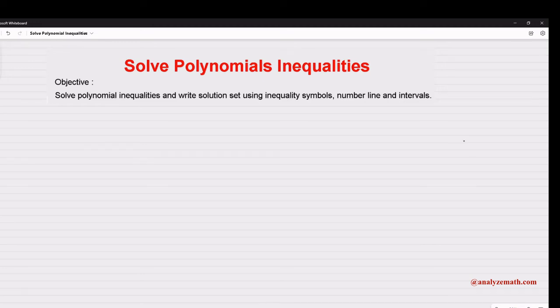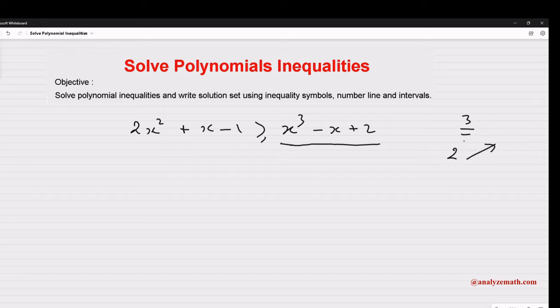This video is about solving polynomial inequalities. Now, polynomial inequalities include polynomials of degree 2 or more. For example, 2x² + x − 1 > x³ − x + 2. This is a polynomial inequality because it has at least one polynomial, this one here, of degree 3. So if it's degree 2 or more, we call it a polynomial inequality.